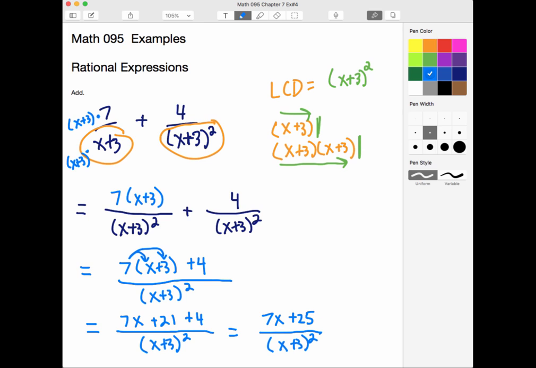So with our addition with these rational expressions, we first looked at the denominator, decided it was different and we needed a least common denominator, created that least common denominator, added the numerators, simplified what we could, factored if we could, and we couldn't, and then we got to our final answer.